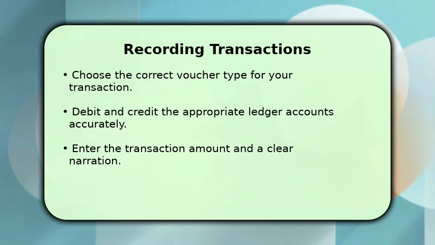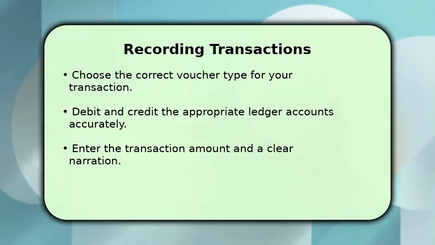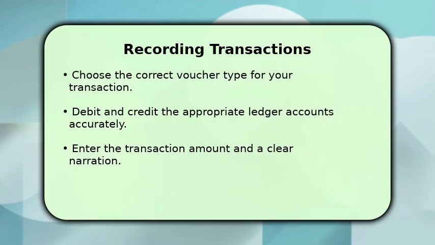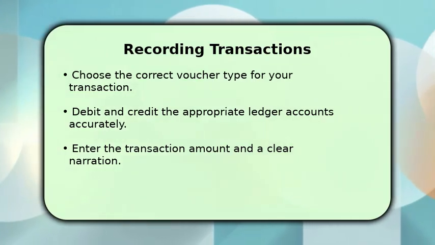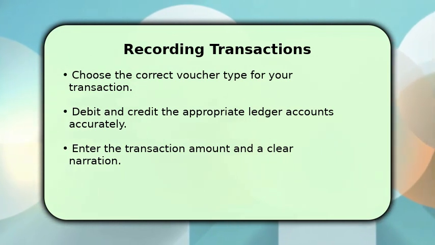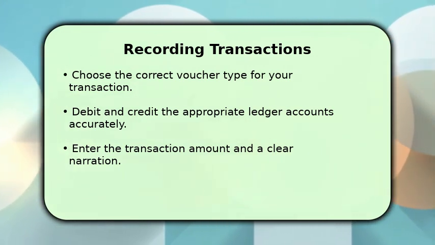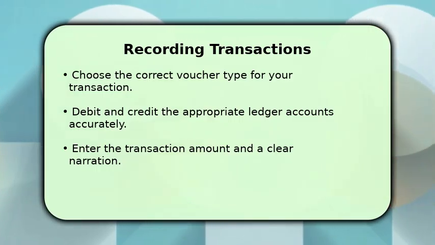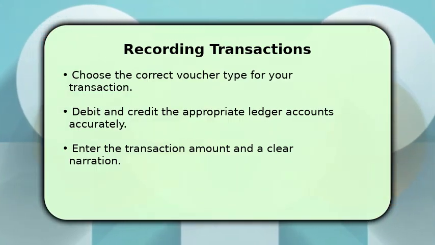Now, let's record a transaction. In the Vouchers screen, select the appropriate voucher type, like Payment or Receipt. You'll then debit one account and credit another, ensuring the amounts balance. For example, a cash sale would debit cash and credit sales. Always include a clear narration to describe the transaction, which is vital for future reference and auditing.